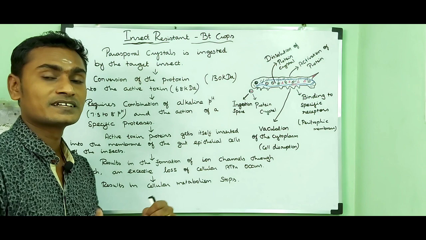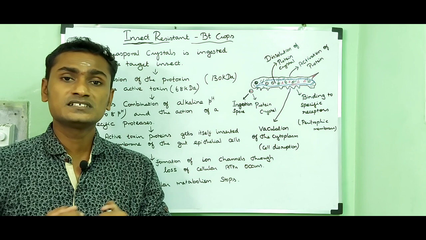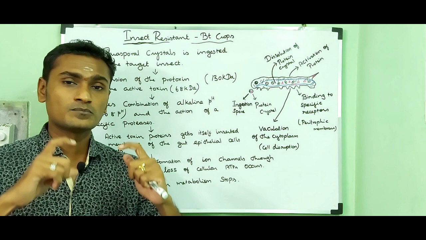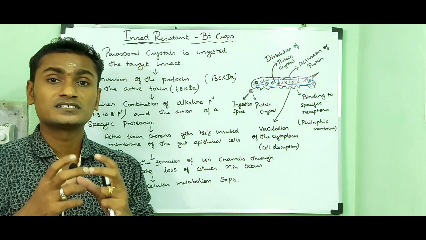Some workers in recent years suggested that the epithelial membrane of the gut blocks some vital nutrients. Thereby, the regulation of potassium ions is lost, which results in the death of the insect.